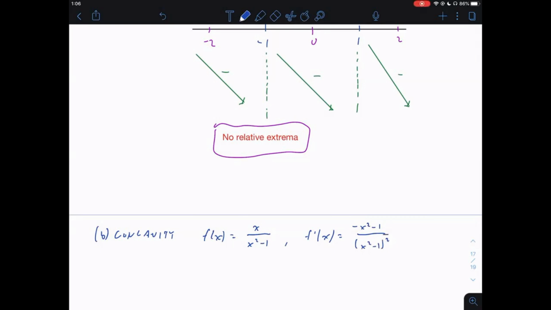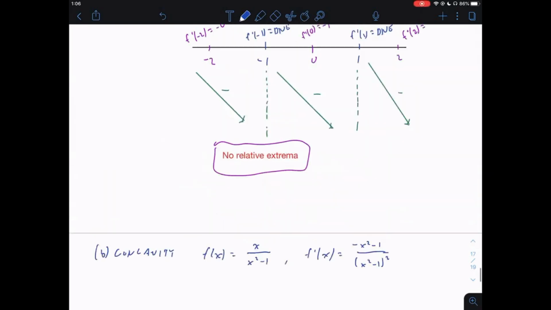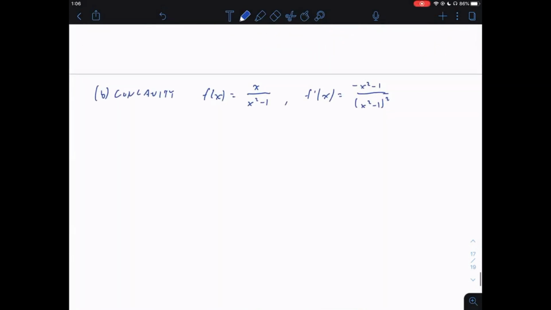All right. So if we want to find the second derivative, f double prime of x, we're going to have to use the quotient rule again. All right, so let's define h and g. So h will be the top function, g the bottom function. So h, in this case, will be negative x squared minus 1. And then g will be the whole denominator, so g will be parentheses x squared minus 1 squared.